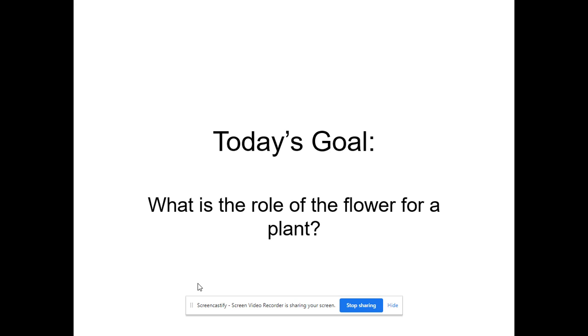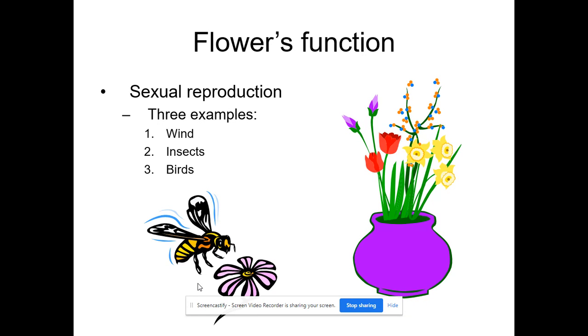Okay, today we are going to talk about the role the flower plays in the plants. This is the conclusion to all of the different parts of a plant that we've been learning about. And with flowers, the first thing you need to know is their main function. Their main function is for reproduction.